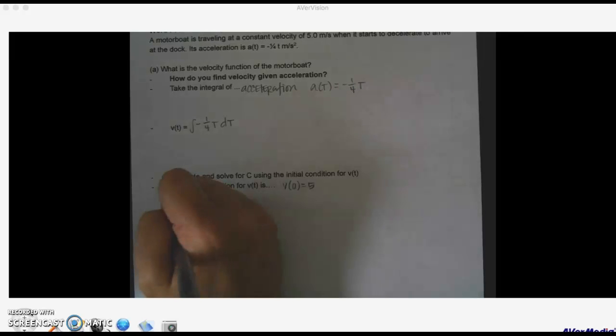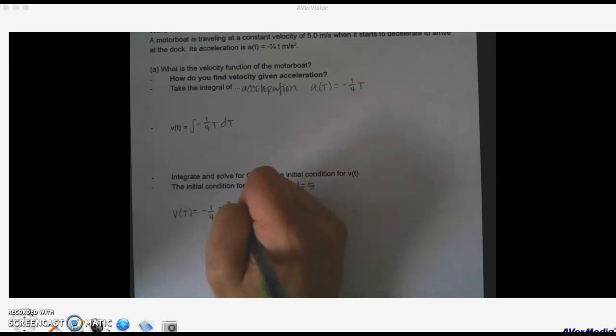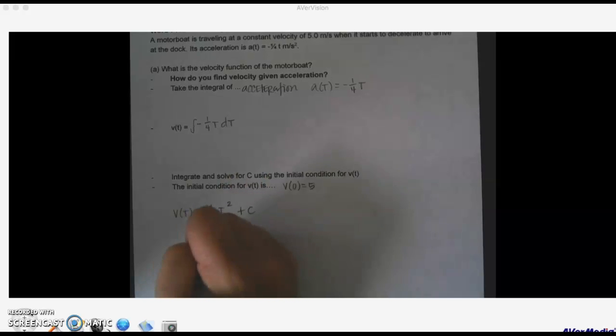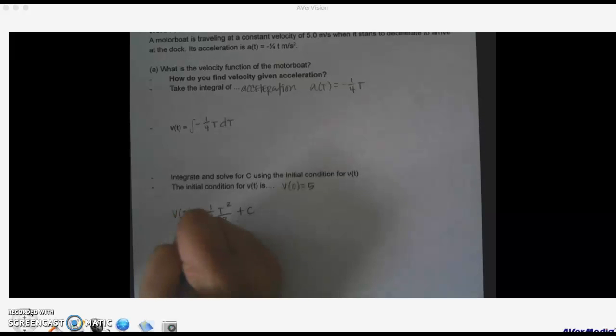So let's go ahead and solve for our velocity equation by taking the integral. We add 1 to the exponent, divide by the exponent, and we have plus c. That simplifies to -1/8 t squared plus c.